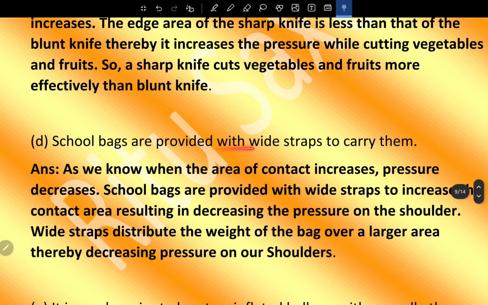And D. School bags are provided with wide straps to carry them. Answer. As we know, when the area of contact increases, pressure decreases. School bags are provided with wide straps to increase the contact area, resulting in decreasing the pressure on the shoulder. Wide straps distribute the weight of the bag over a large area, thereby decreasing pressure on our shoulder.